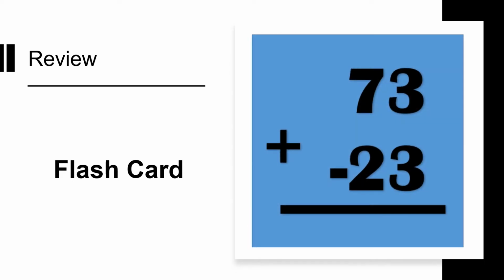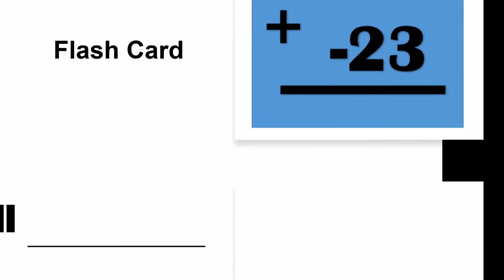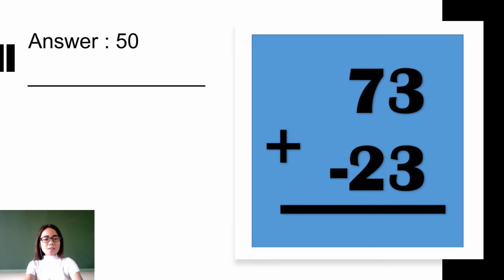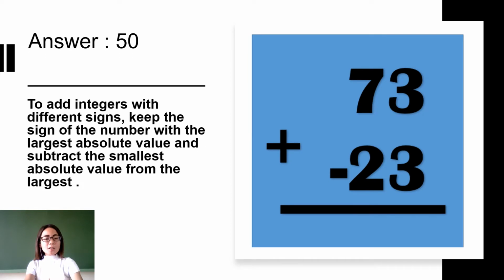Let's have a short review in addition of integers using this flashcard. Get a piece of paper to answer this. Yes, it's 50. To add integers with different signs, keep the sign of the number with the largest absolute value and subtract the smallest absolute value from the largest.